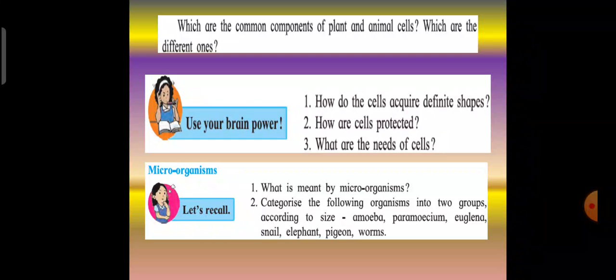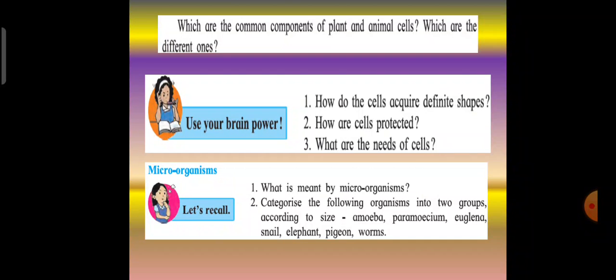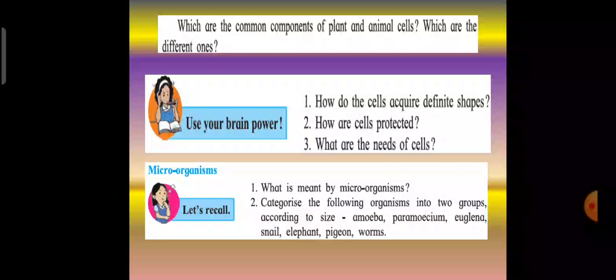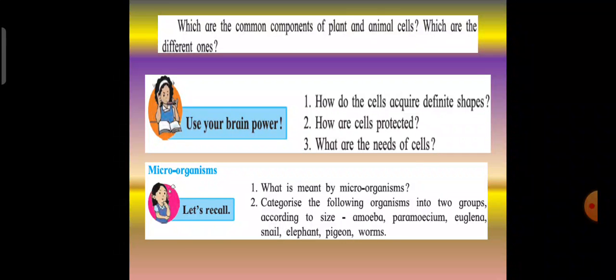What are the needs of cells? Cells need oxygen, they need nutrients, and they need water. Why? Next, microorganisms. What is meant by microorganisms? If you remember, before this you have studied that organisms which cannot be seen with our eyes but can only be observed under a microscope are called microorganisms.